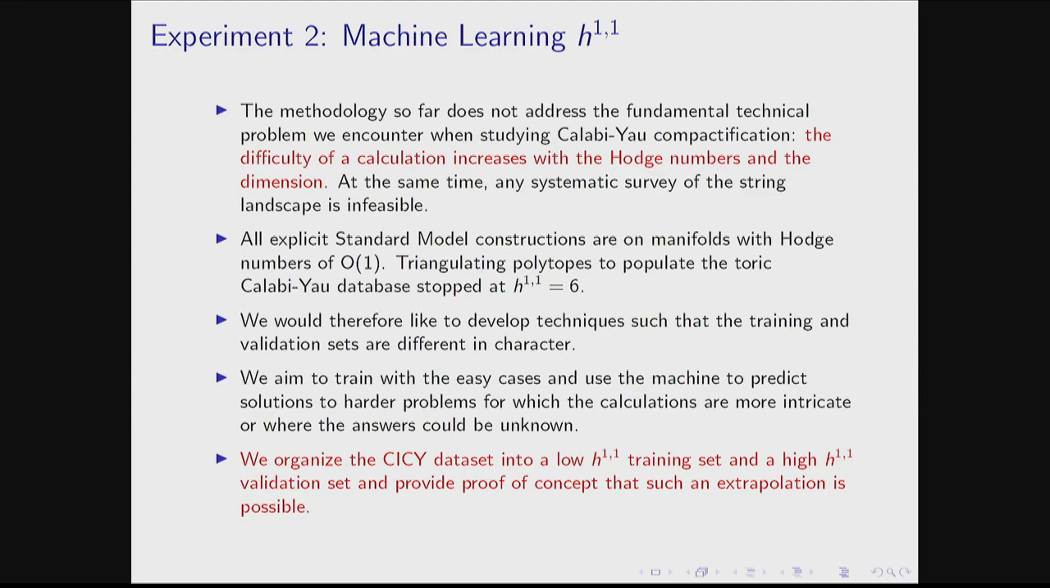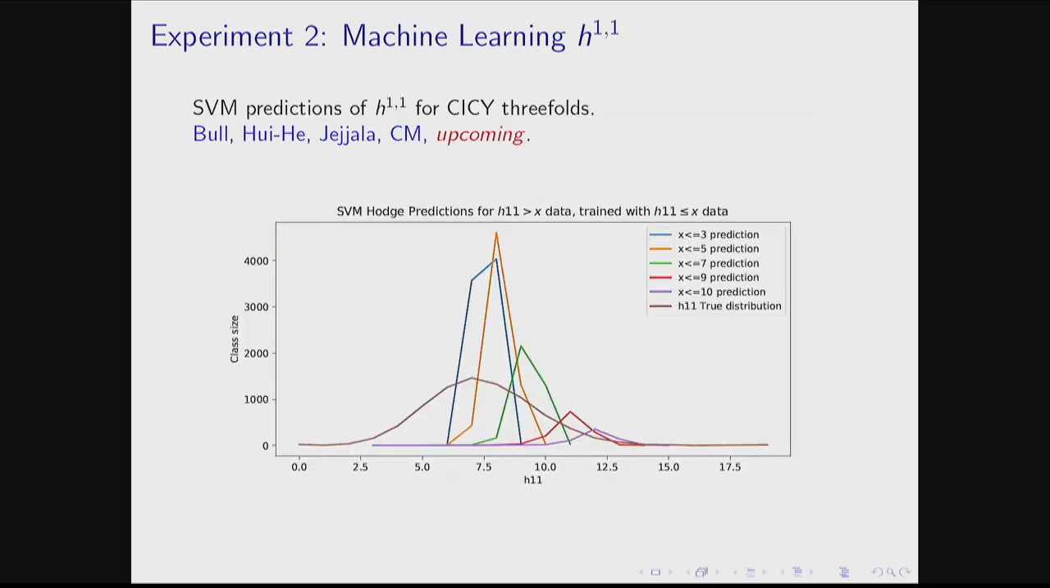So in essence, we are trying to extrapolate, which is ambitious, but we are also working with a very imbalanced data set. You're trying to train a neural network or a support vector machine, let's say with manifolds up to H11 equals 2 or 3, and you're expecting it to predict much larger numbers, up to H11 equals 19.